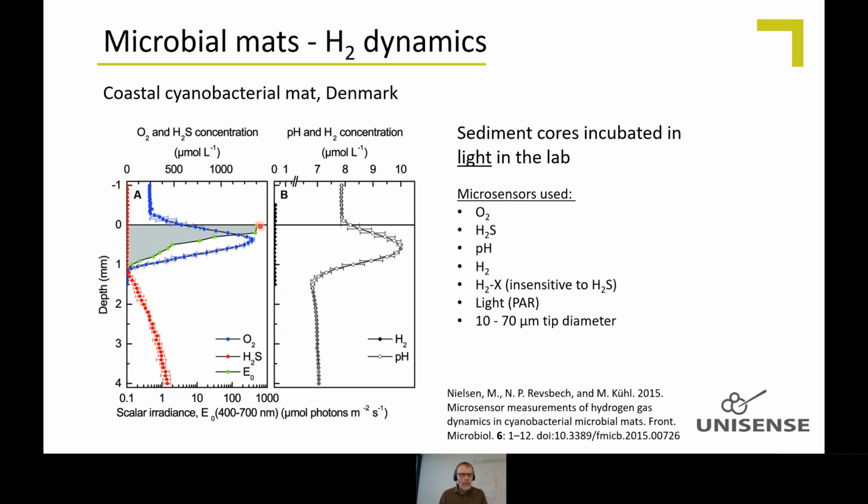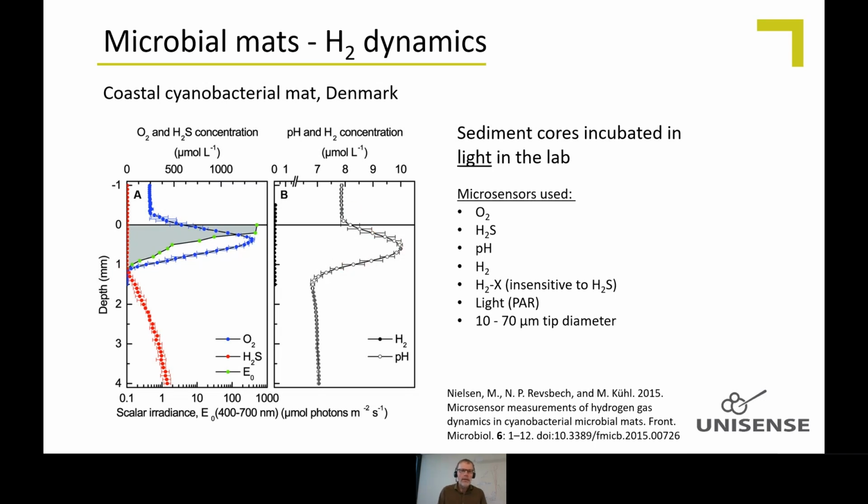What they saw was the green one is light. So light was penetrating about 1 centimeter into this mat. That gave a high photosynthesis here, so a large peak of oxygen. And the sulfide, the red line here, comes up and meets the bottom of the sulfide zone. This creates a large peak in pH.